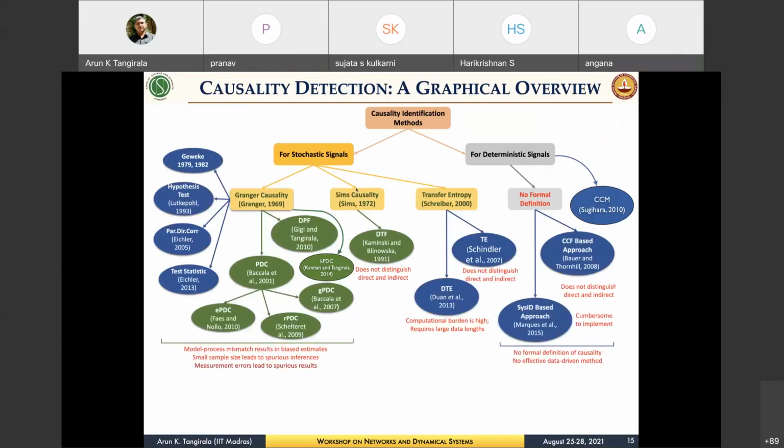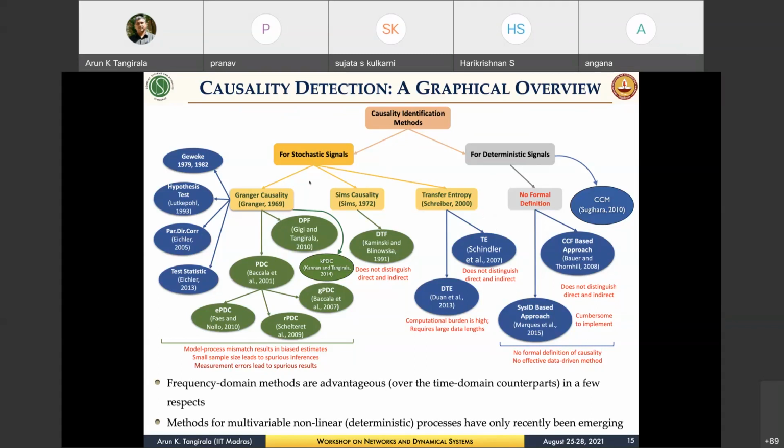So here is a graphical picture of the literature. I'm not going to go through every node of this graph here, but it suffices to say that the causality identification methods can be classified into that of stochastic and deterministic signals. And then there are different definitions catering to each of these. As you can see, for deterministic signals, the work is relatively much less as compared to stochastic signals. And that tells you what the research gaps are. It doesn't mean that the stochastic signal world is saturated. No, it continues to evolve, and you can certainly contribute a lot.